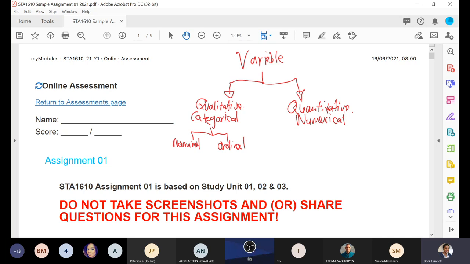Then we also have what we call quantitative data. There are also scales of measurement in there. So you get what we call interval data and ratio data. Usually we only work with interval data, but anyway.